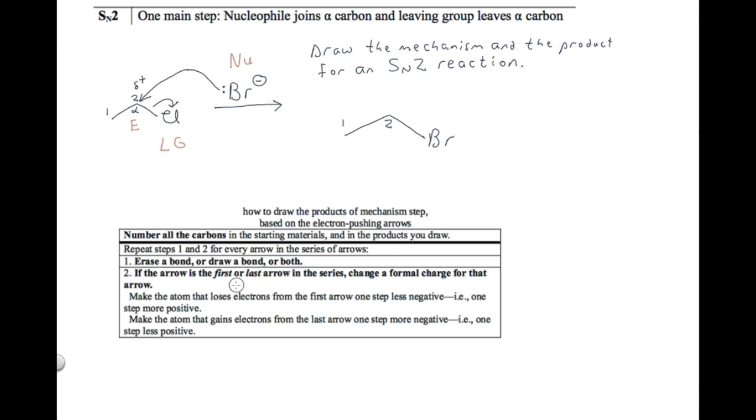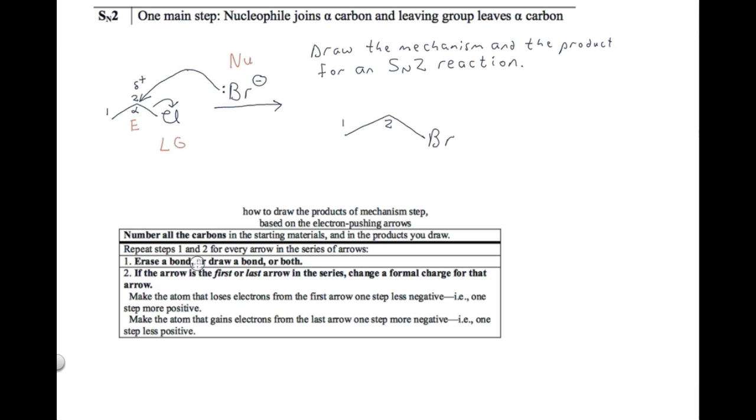The other thing is that for the first arrow in the series, we need to change a formal charge. Because this bromine is losing electrons from this first arrow, the bromine should become one step less negative. The bromine is losing electrons, and electrons have a negative charge. So since the bromine is losing negative electrons, it becomes one step less negative. So I've already drawn this bromine as neutral. We make the atom that loses electrons from the first arrow one step less negative. And now we can just move on to the next arrow.